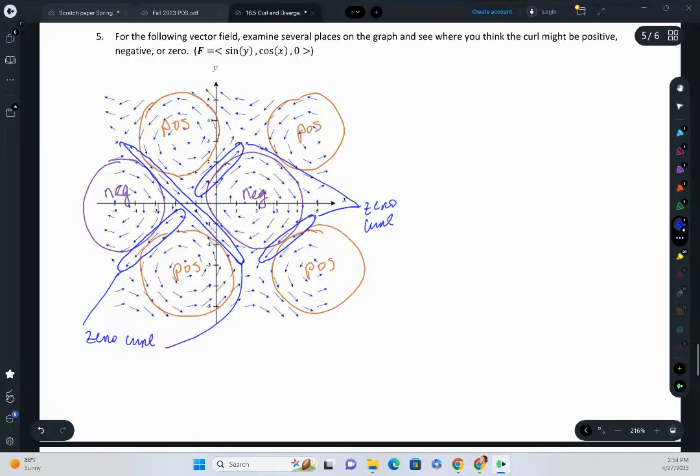That's all I was looking at. Don't have to calculate anything. I mean, I could calculate the curl and then I could plug in points and I could determine, but this was a little easier. So we need to be able to do the algebraic method of calculating curl, but it's also good to be able to look at a vector field and decide whether you see rotation or not, and whether that rotation is positive, negative, or none at all.